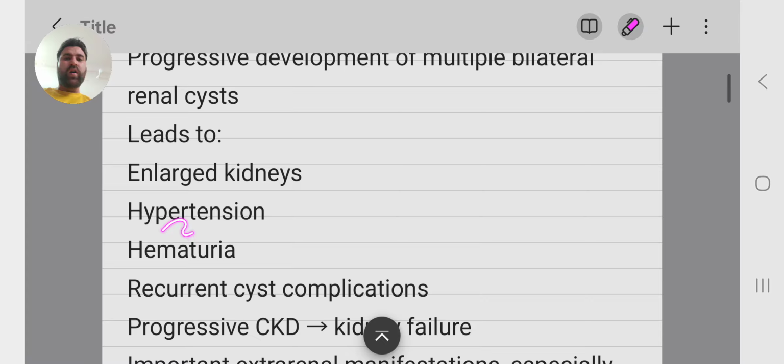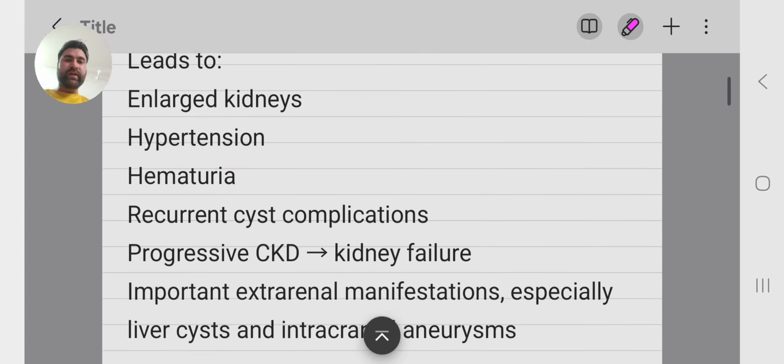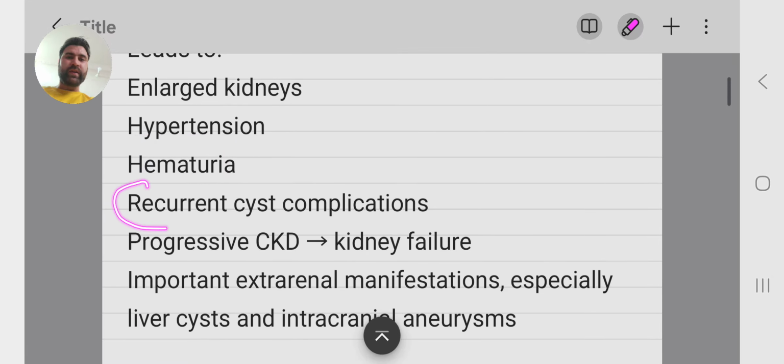Then these patients often have complaints of hematuria. It can be due to infection or it can be due to cyst rupture, which leads to hematuria. Then recurrent cyst infections and other complications like stone formation can occur.